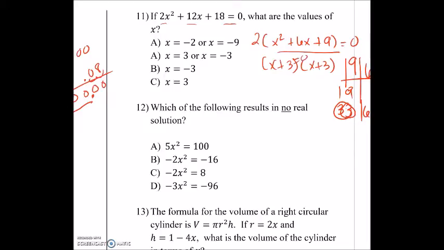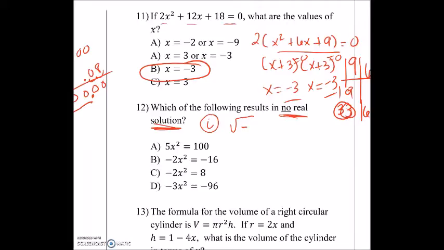So we set this equal to 0, set that equal to 0, x equals -3, and x equals -3. Since it's the same answer, we only have to write it down once, and there it is. Now, looking at the next question, which of the following will have no real solution? When we talk about no real solution, please understand that we are looking for an i. Now remember, the only way you get an i is by having a negative number inside of a square root.